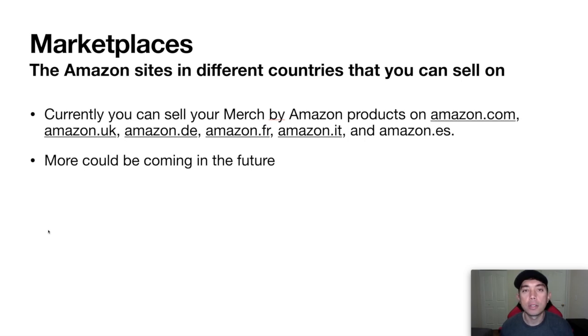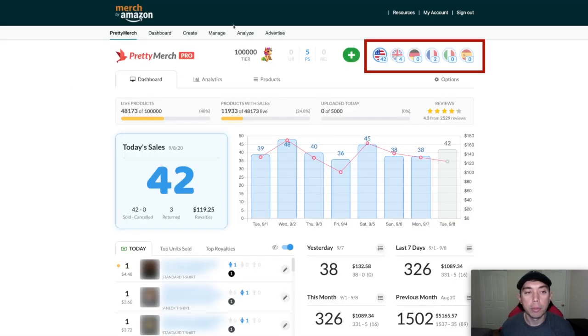Amazon has all these different marketplaces in different countries. These are just a few of them that they let us sell in Merch by Amazon. So let me show you what that looks like. Let's go back to the Merch by Amazon Pretty Merch dashboard. You can see right here, I didn't cover this in the last one, but I'm highlighting this now. This is telling you which marketplaces you are selling in.